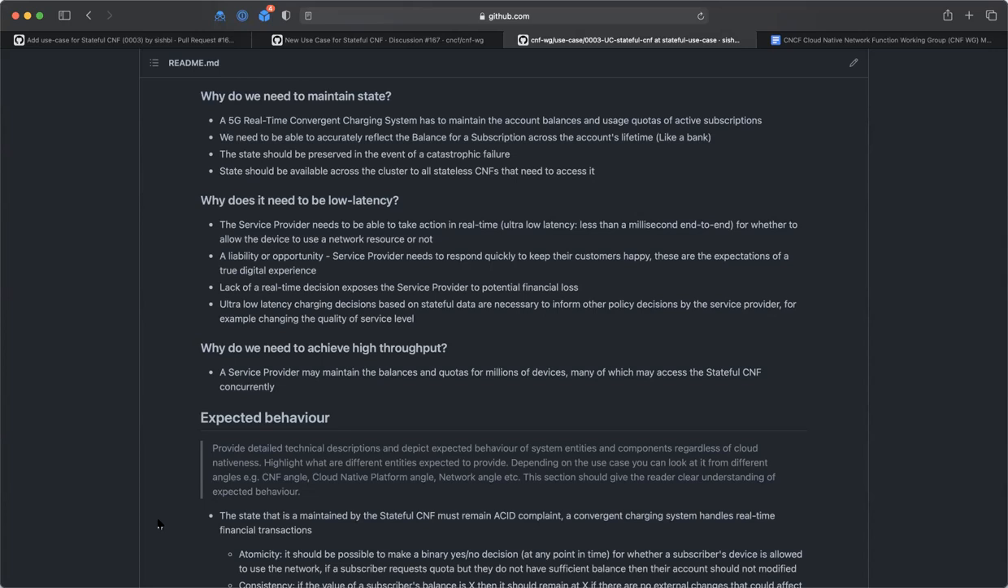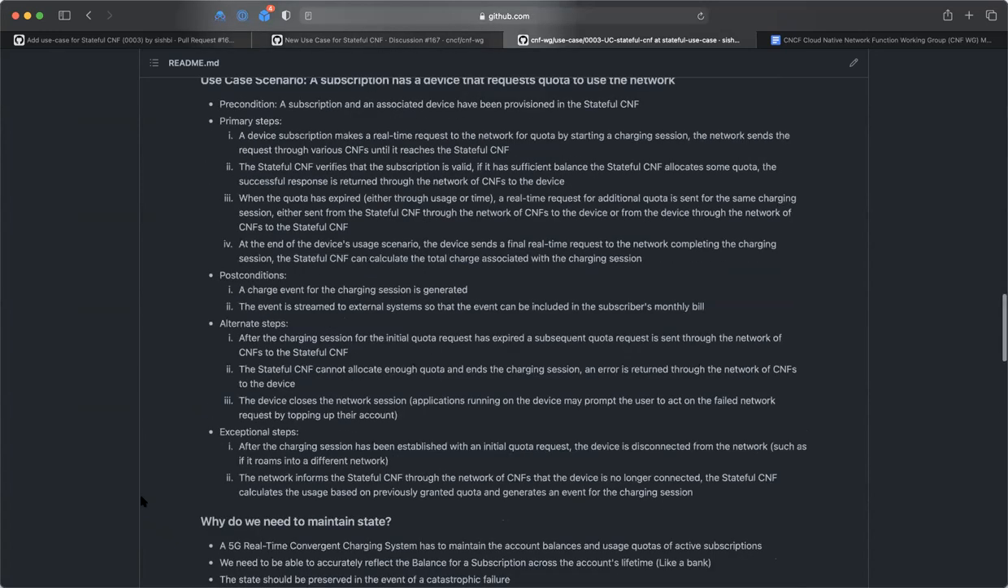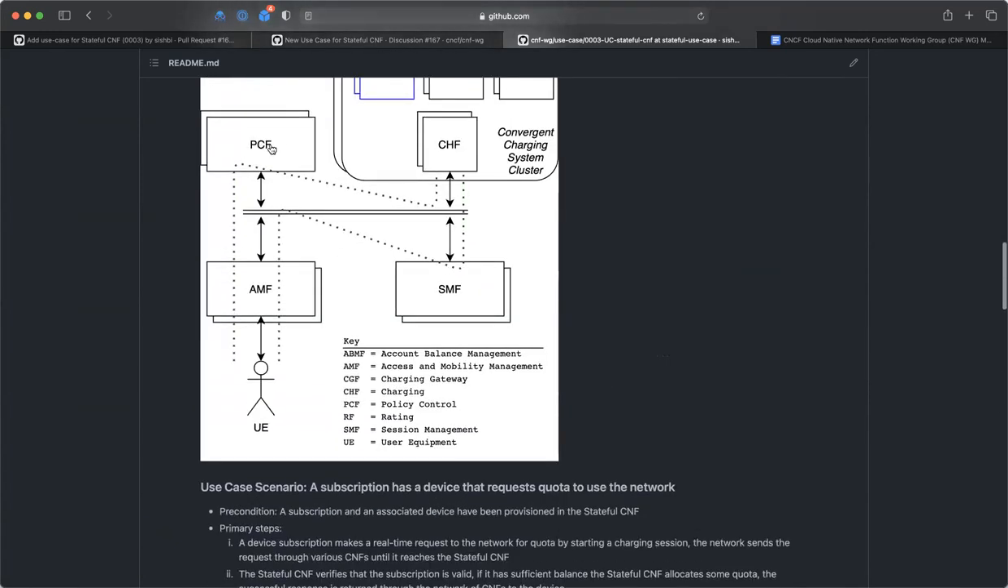When the charging system makes charging decisions based on the stateful data, it then informs other decisions. Those decisions go through to the policy charging function, the PCF in this case, and that informs the device to control the speed that they're allowed to retrieve data on the network and other properties.